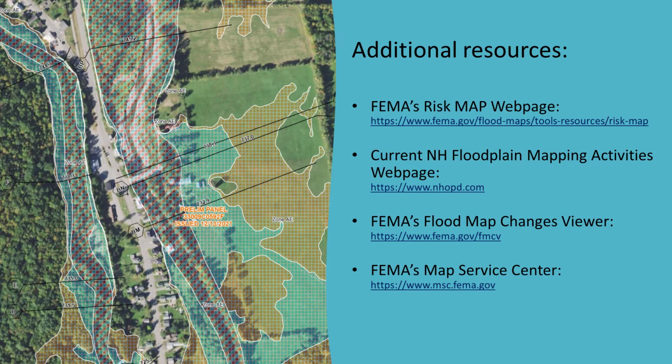Additional information on the risk map process can be found on FEMA's risk map website. Updates and statuses of risk map projects underway in New Hampshire are posted on the New Hampshire Floodplain Management Program's website. And finally, preliminary maps and data can be viewed and downloaded from FEMA's Flood Map Changes Viewer and FEMA's Map Service Center.